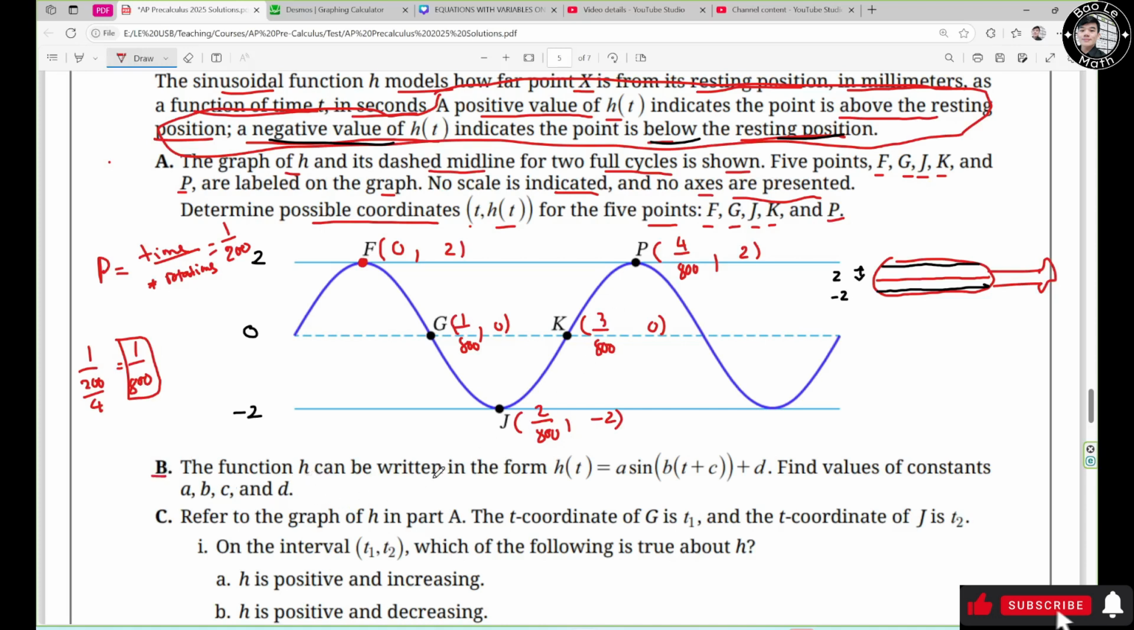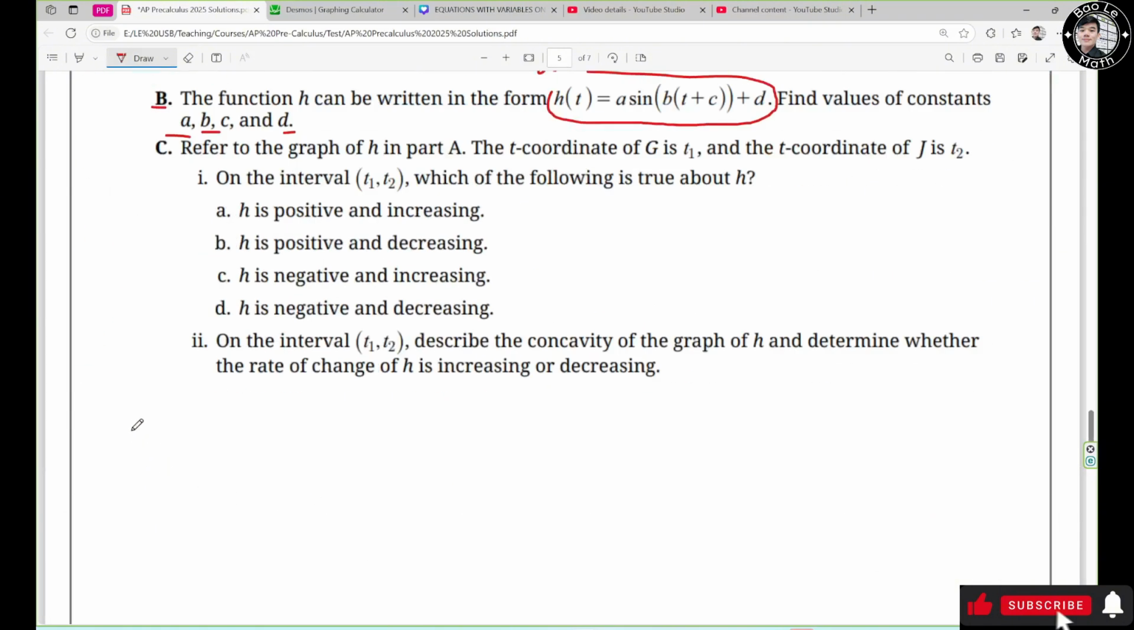The function h can be written in the form h of t equals a sine of b t plus c, plus d. Find the values a, b, c, and d. Now, we know that a is the amplitude. It could be maximum subtract minimum divided by 2. So it could be 2 subtract negative 2 divided by 2. So it could be 2.